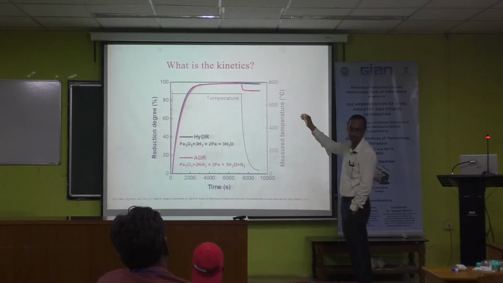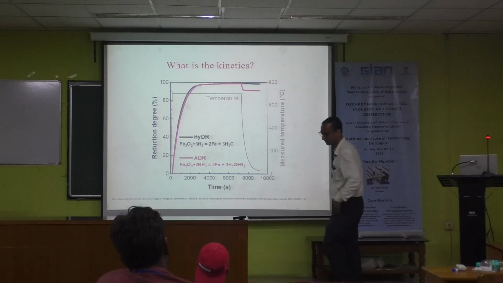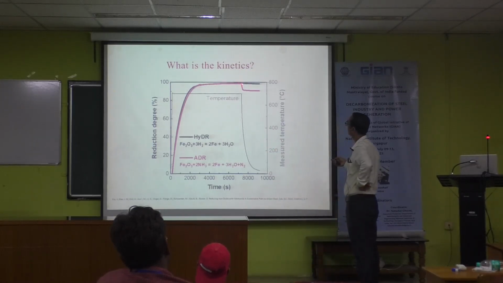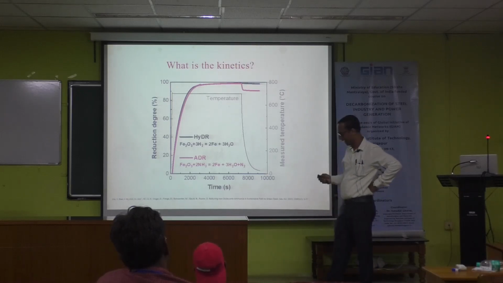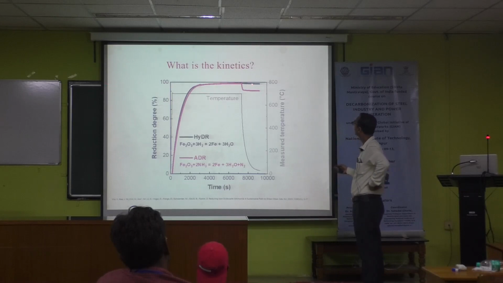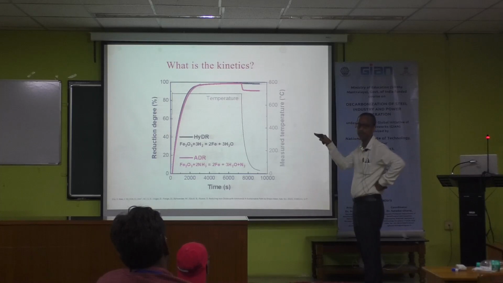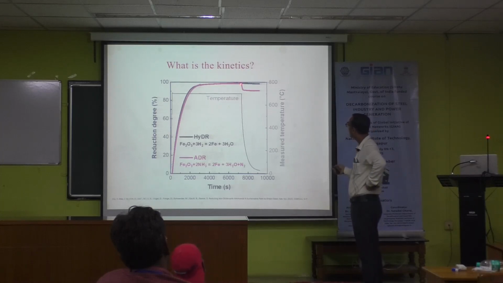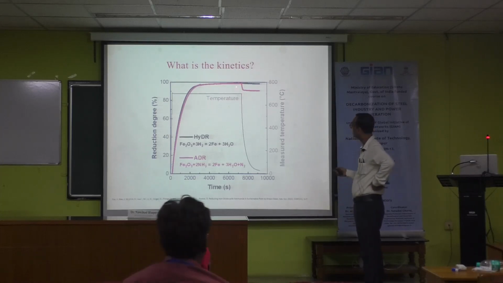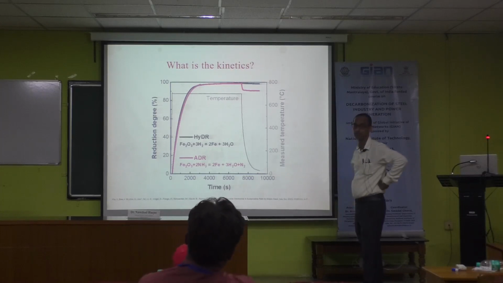Sometimes it is overlap, but you can ignore this one. The important thing is this point. Here you can see almost 90-95% reduction is completed. In case of hydrogen, it is slightly decreased, but almost the same. But in case of ammonia reduction, the reduction percentage decreases drastically.